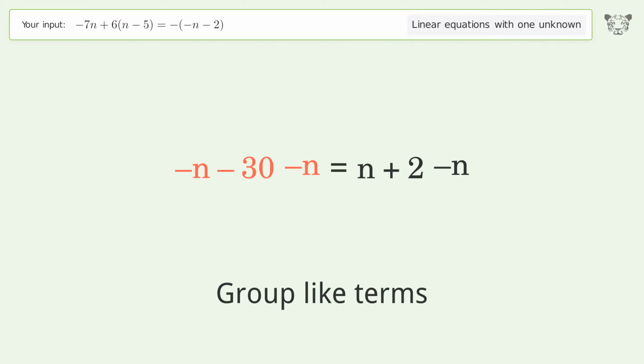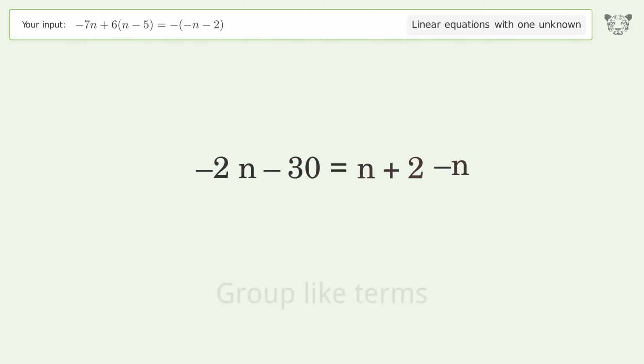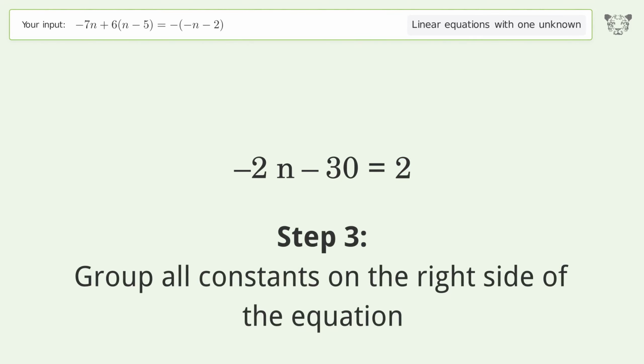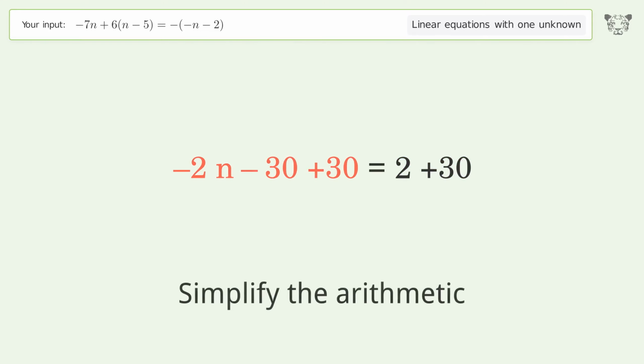Group like terms. Simplify the arithmetic. Group like terms. Simplify the arithmetic. Group all constants on the right side of the equation. Add 30 to both sides. Simplify the arithmetic.